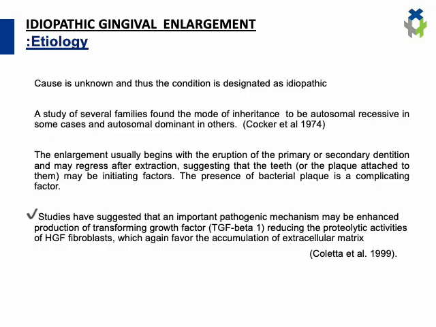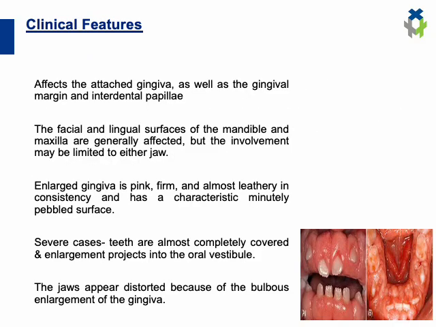The third one is idiopathic gingival enlargement. The cause is unknown and thus the condition is designated as idiopathic. A study of several families found the mode of inheritance to be autosomal recessive in some cases and autosomal dominant in others. The clinical picture shows that it affects the attached gingiva as well as the gingival margin and interdental papilla.